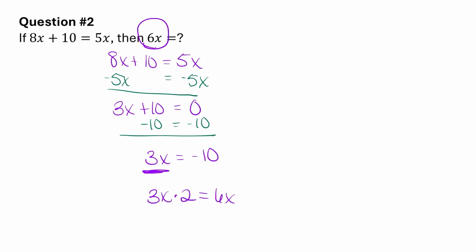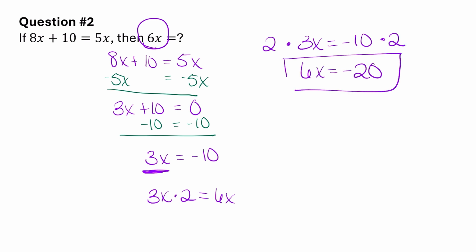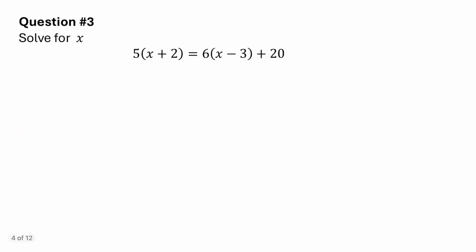So if I take this equation, 3x equals negative 10, and I just multiply both sides by 2, I end up getting 6x equals negative 20. So that's how you can figure out the value of 6x without having to fully solve for the variable. So now let's try this equation. It says solve for x.